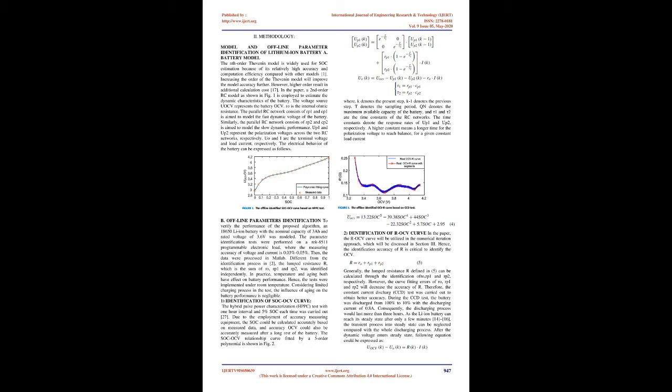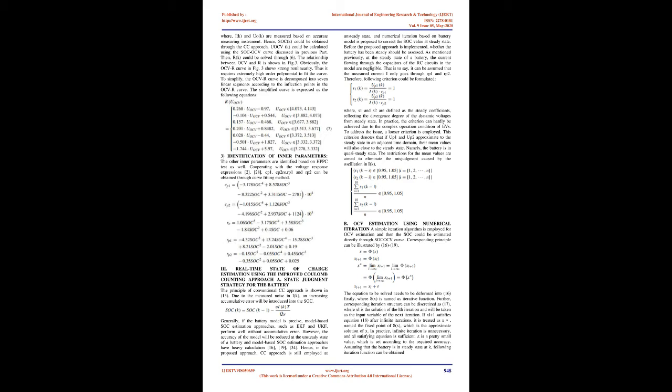Where k denotes the present step, k-1 denotes the previous step, T denotes the sampling period, Qn denotes the maximum available capacity of the battery, and τ1 and τ2 are the time constants of the RC networks. The time constants denote the response rates of UP1 and UP2, respectively. A higher time constant means a longer time for the polarization voltage to reach balance, for a given constant load current.